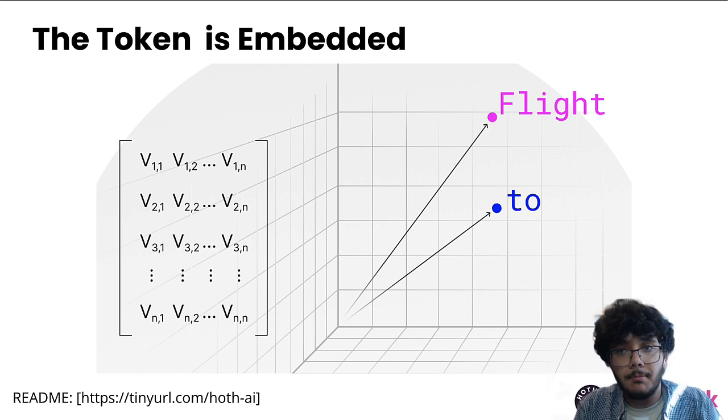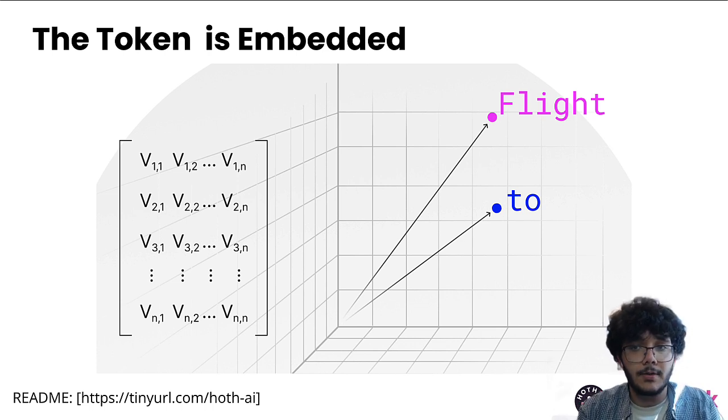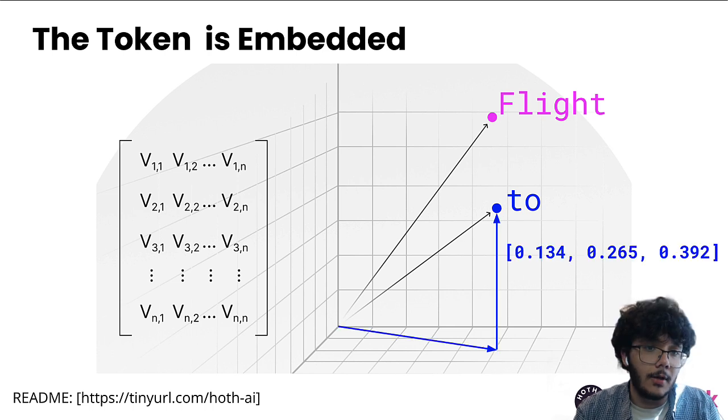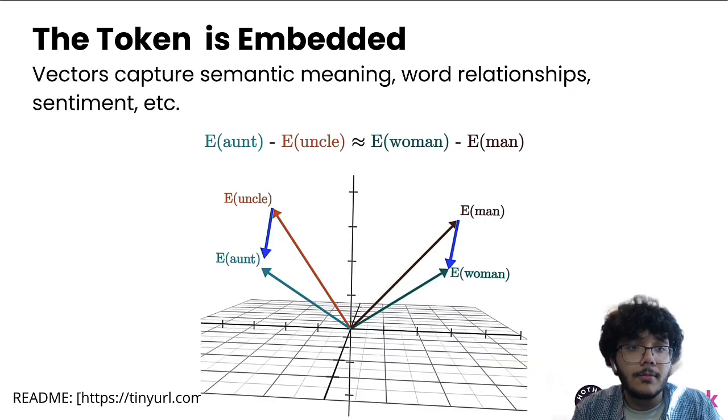The next step is called embedding, where basically each token is converted into a vector. This means that the token is given some purely mathematical form. For example, if our vectors are in 3 dimensions, the token "2" could be given the following embedding. Now the reason we do this is because converting a word into a set of numbers allows the computer to better understand the word's semantic meanings, the relationship between words, sentiment, and other things like that.